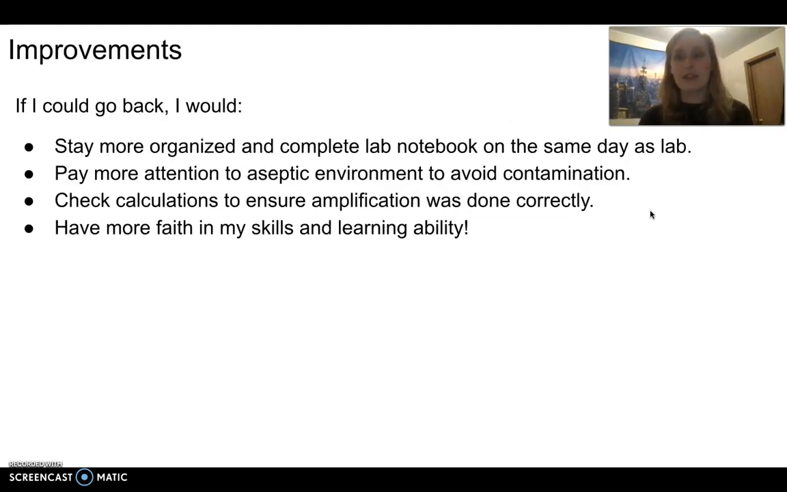Definitely with any research project, improvements can be made. If I could go back, I would definitely stay more organized and complete my lab notebook on the same day, pay more attention to aseptic environments to avoid contamination, check my calculations more thoroughly, and also have more faith in my skills and learning ability, because it was my first time in a research lab setting like this, and I was definitely nervous.